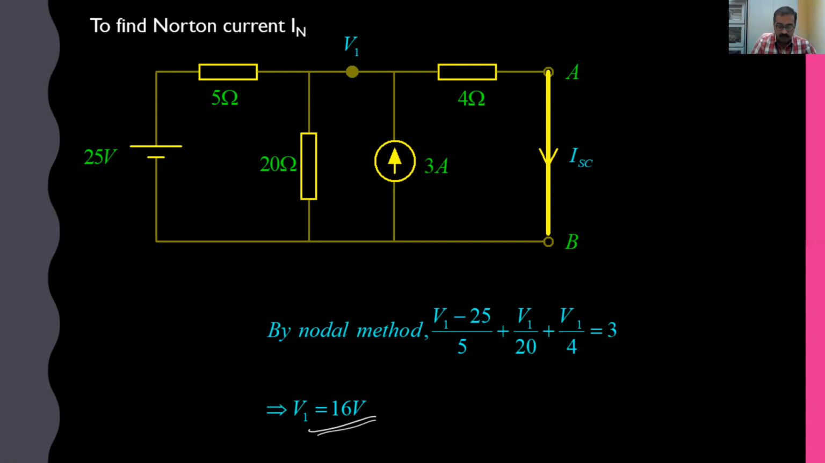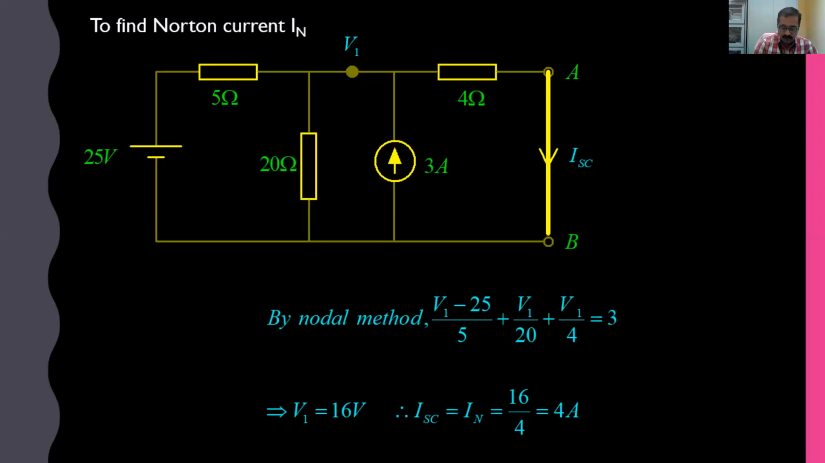So that is V1. What's the question? The question is to find the short circuit current ISC, not V1. So how will you find ISC? ISC will be V1 divided by 4, which is 4 ampere. So this is our Norton current, correct? 4 ampere.